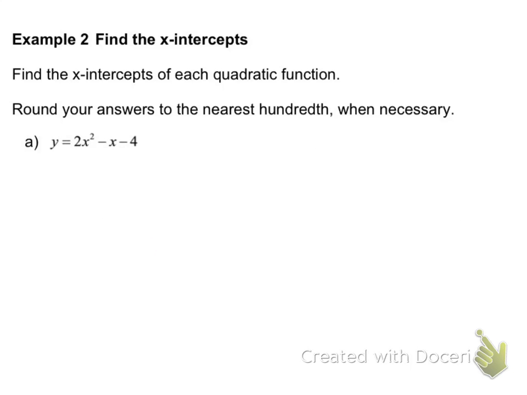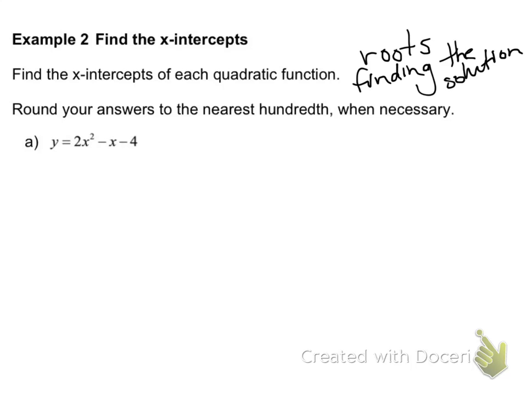Another type of example that you're going to be asked is to find the x-intercepts. For question A, you're going to need to round your answer to the nearest hundredths when necessary. So the x-intercept is the same thing as finding the roots of an equation or finding the solution. Okay? So all those things mean the same, and you need to make sure that you can tell the difference between all of them.